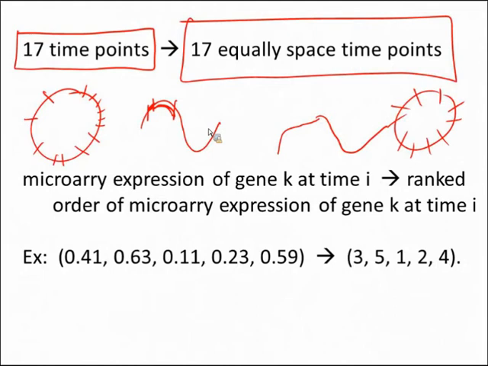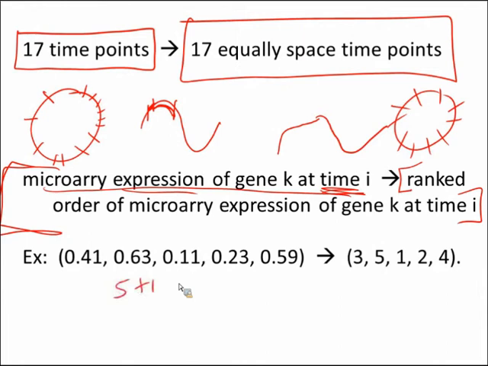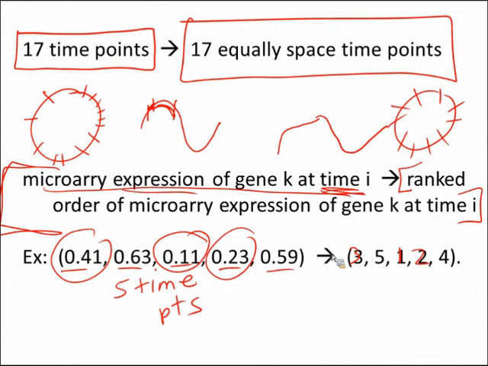The other modification is that instead of actually using the amount of RNA present at time point i, instead of using the expression amount at time point i, they used the ranked order of the expression. So suppose we only have 5 time points. In reality, we're supposed to have 17, but suppose we have 5, and these correspond to the expression levels. Well, instead of using the expression levels, we'll say this is the lowest expression level, so we'll give that a 1, next lowest 2, next lowest 3, penultimate highest 4, highest 5. And so we'll do a ranked order going from lowest to highest.